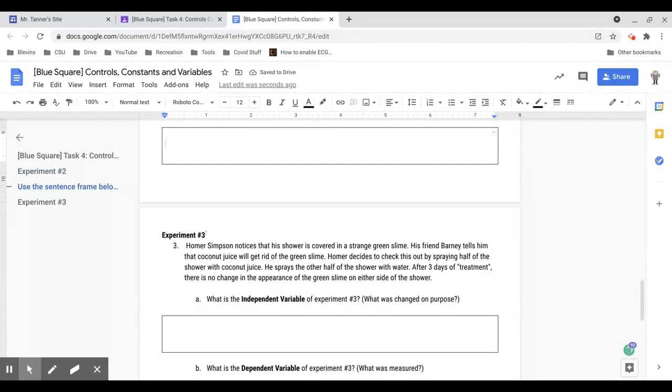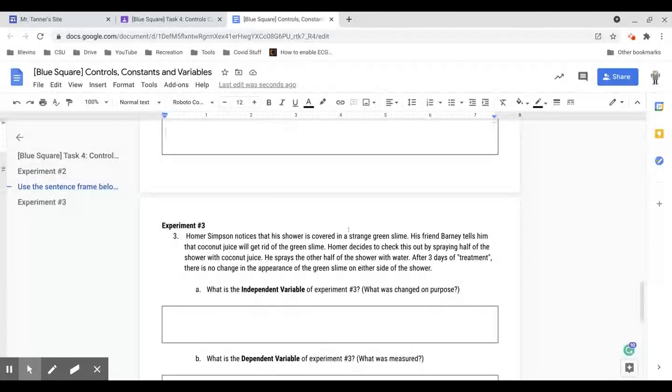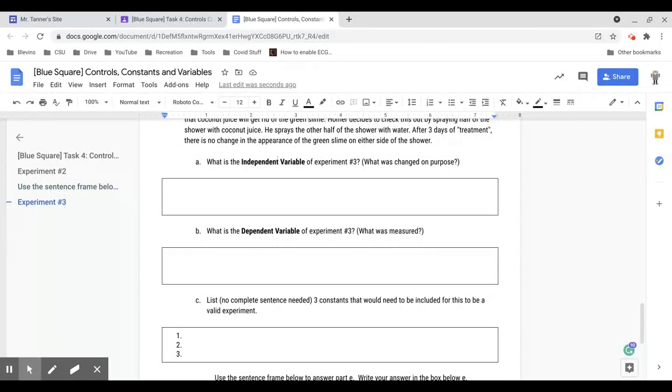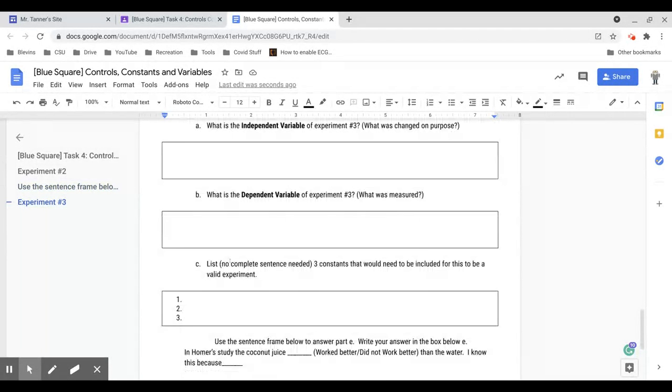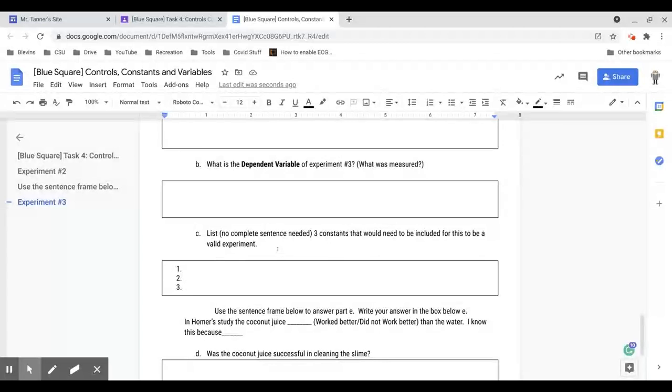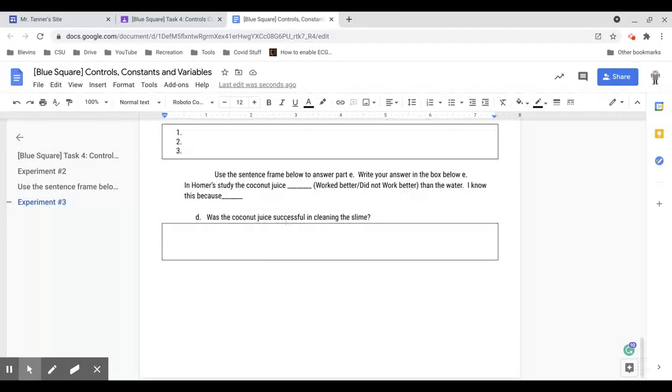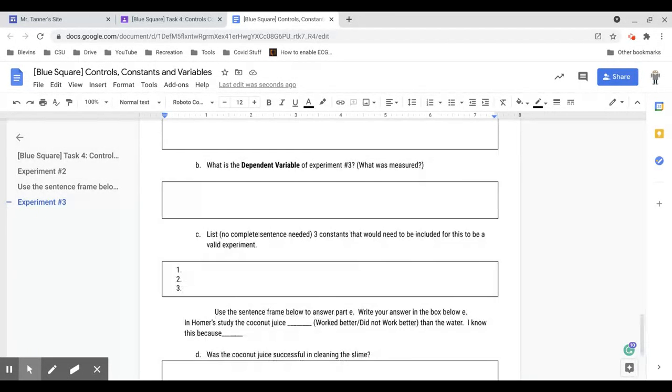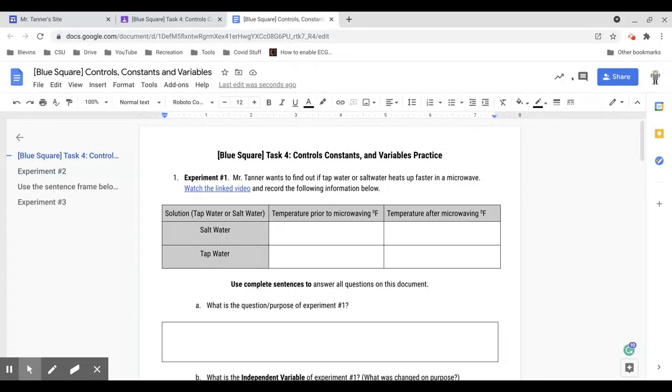Then experiment number 3 is about Homer Simpson noticing a strange green slime and seeing if coconut juice will clean the slime better than water. Same set of questions: independent variable, dependent variable, constants. Did the coconut juice work in cleaning the slime? When you finish this assignment, make sure you press turn in.